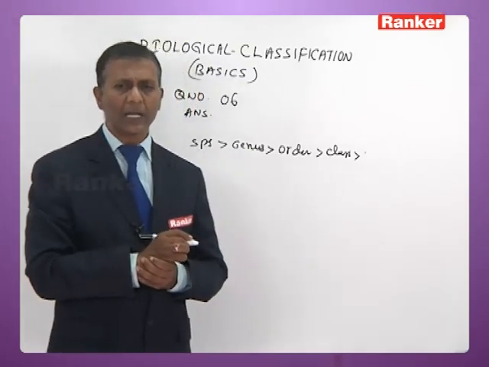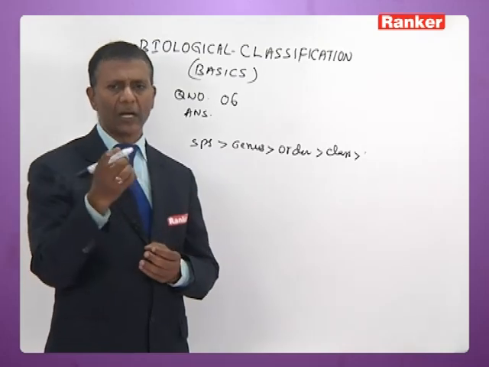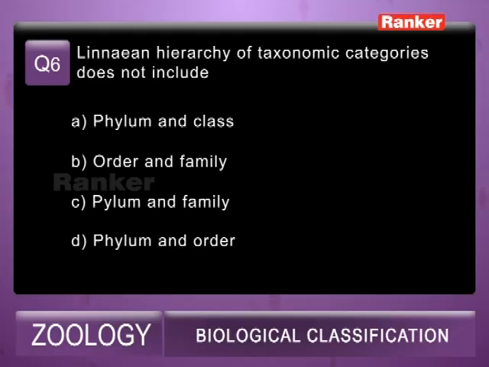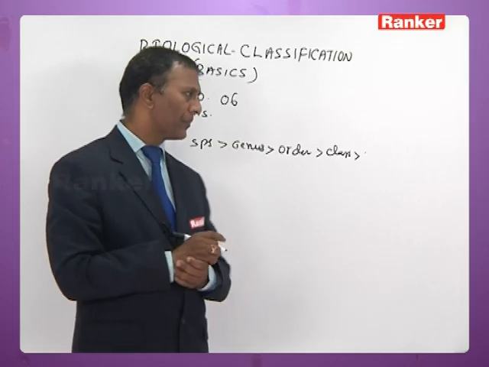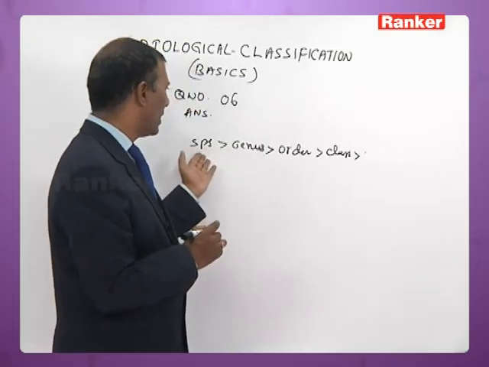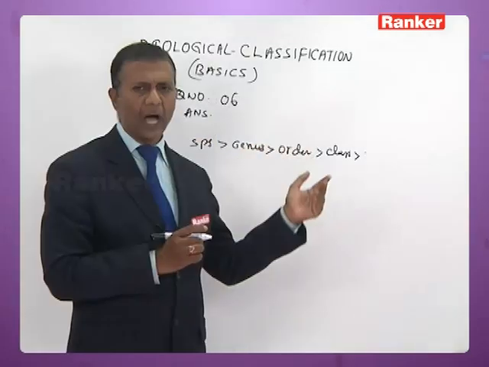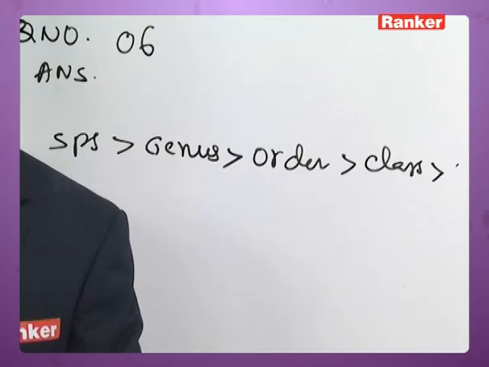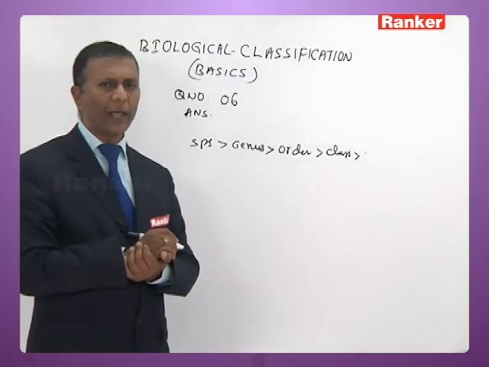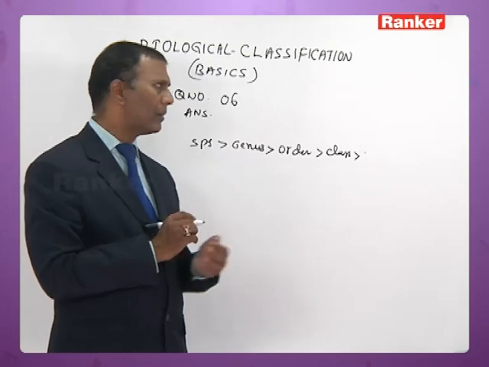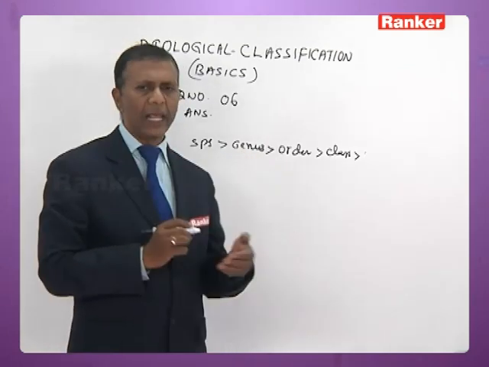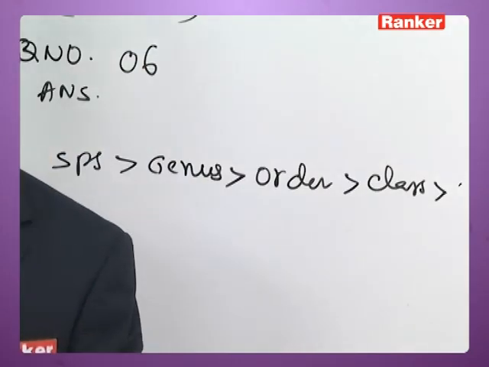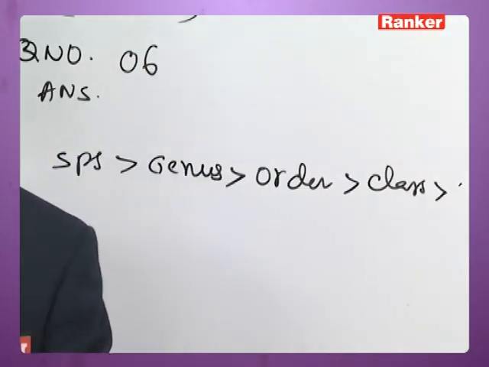Among these, option A, phylum and class, is not the correct answer because class was put forth by Linnaeus. B option, if you see, order and family. Species, genus, order, class: order was put forth by Linnaeus. Then C option, phylum and family. Both phylum and family were not put forth by Linnaeus, so option C seems to be correct. And the fourth option, option D, phylum and order.